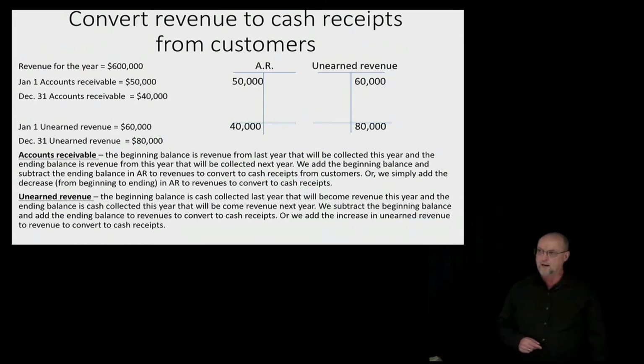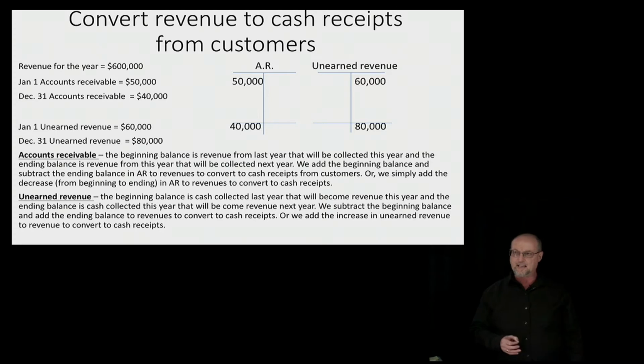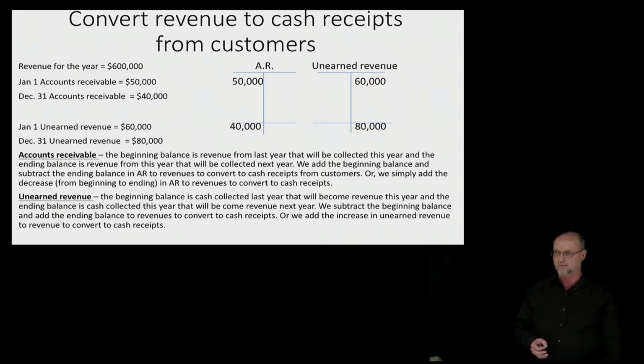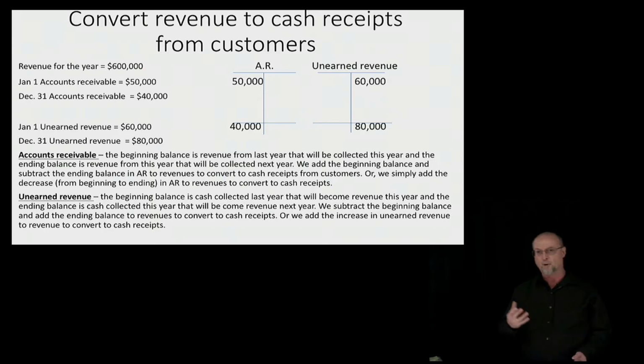All right, revenue for the year is $600,000. On January 1st, my beginning accounts receivable is $50,000, and on December 31st, my ending accounts receivable is $40,000. It's possible you could also have unearned revenue. And so I'm including unearned revenue in case you see an example where you have both receivables and unearned revenue. More than likely, you're just going to see accounts receivable. But again, we'll do both. All right, first, let's take a look at accounts receivable.